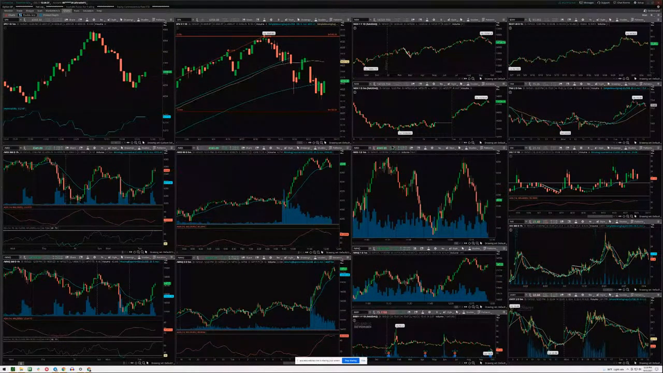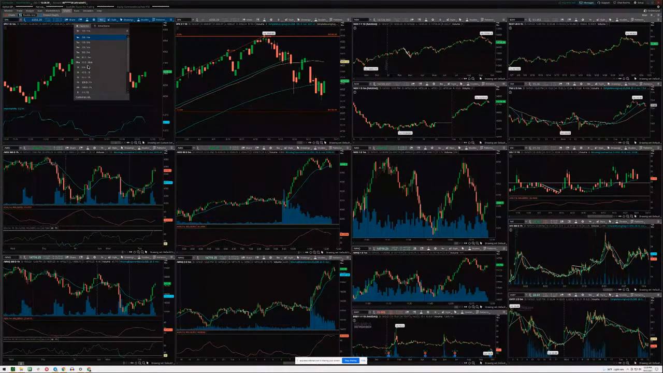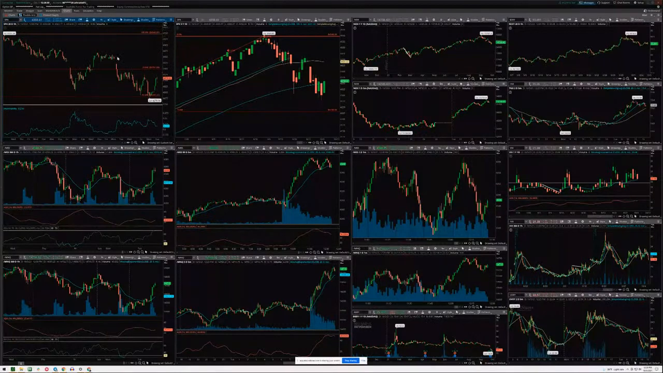This area here is the SPX. I switched this from hourly to 1 minute. When I'm trading 0 DTE, I like to see the SPX on a 1 minute chart. But normally what I do here is I have fibs on the hourly, and I have fibs on the daily. So this is the daily here, and this is the hourly, right?